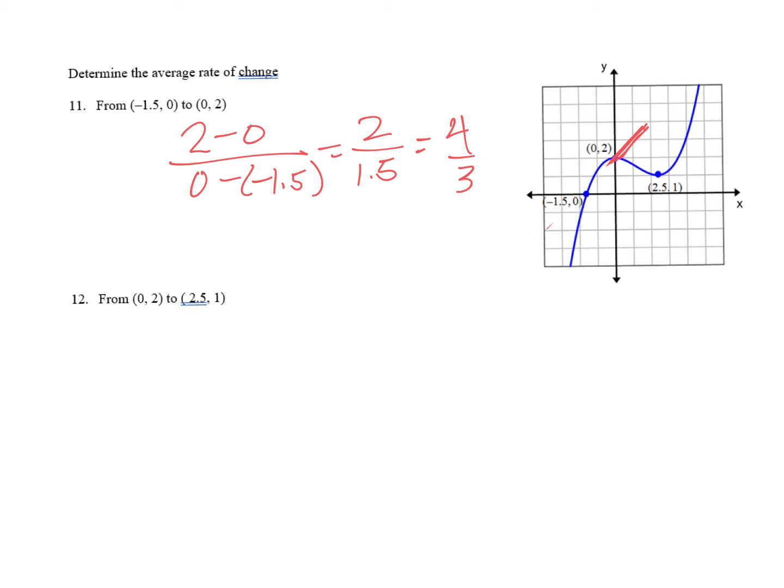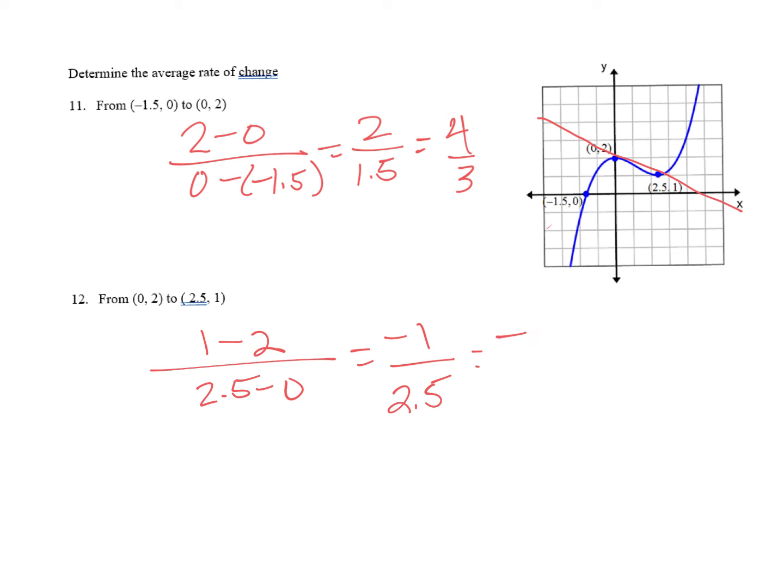Okay, so the second question, same idea, only now I'm going to go between (0, 2) and (2.5, 1). So now what's the slope of that line? Well, if you look at that, it's negative, so I can expect my answer to turn out to be a negative number. So this is going to be 1 minus 2 divided by 2.5 minus 0, which is negative 1 over 2.5, which turns out to be negative 2/5, or if you are doing decimals, negative 0.4.